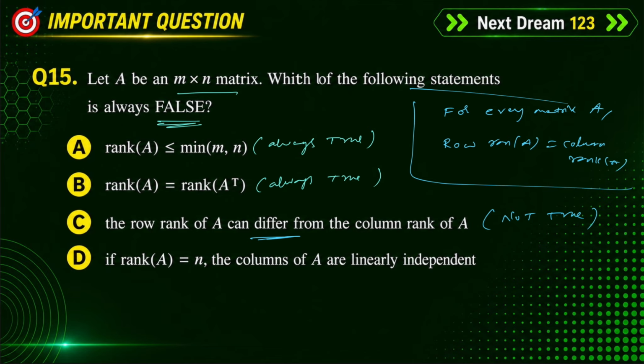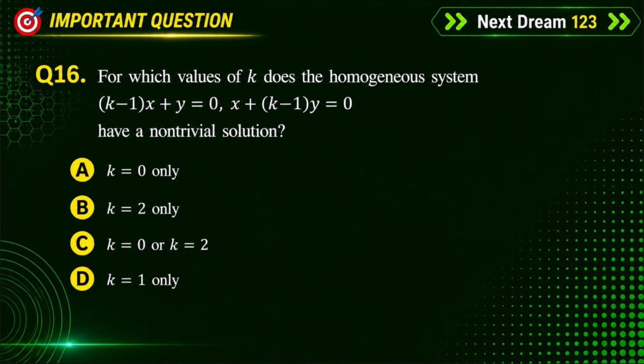If rank of A is n, the columns of A are linearly independent, this is always true. This is always true. Option C is false, and they are asking only for false. This is our correct option. C is the correct option for this question. Let's move on to the next question.